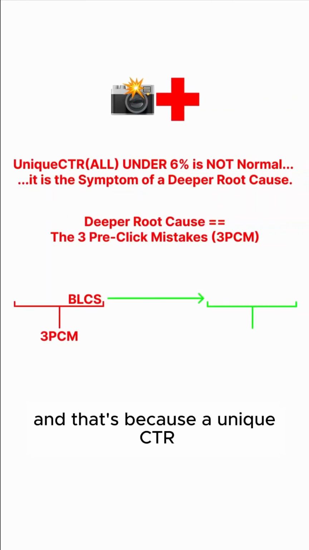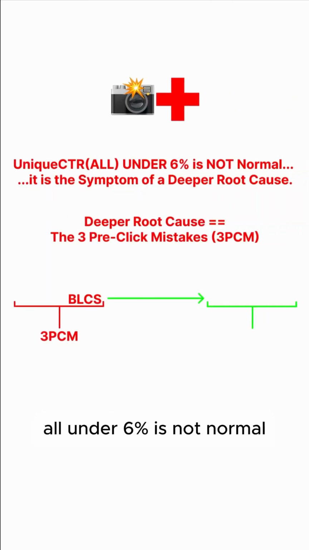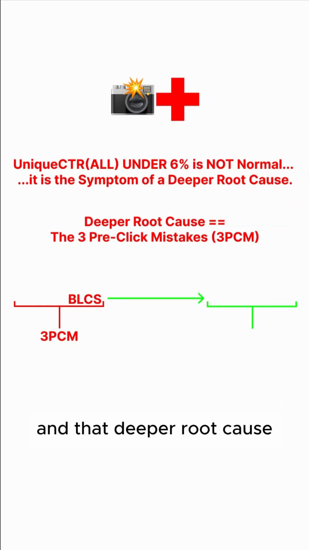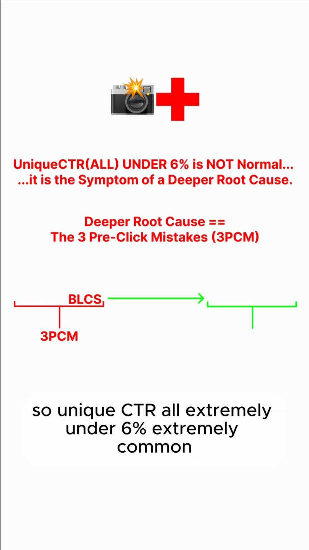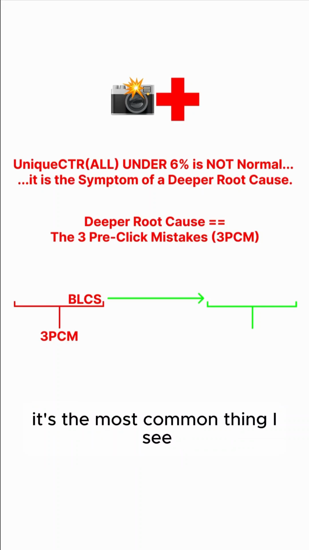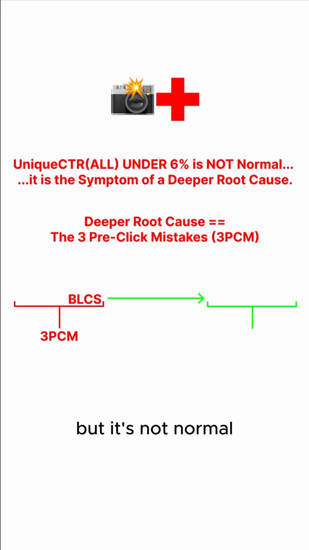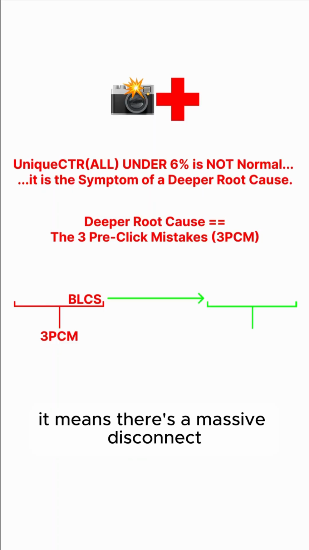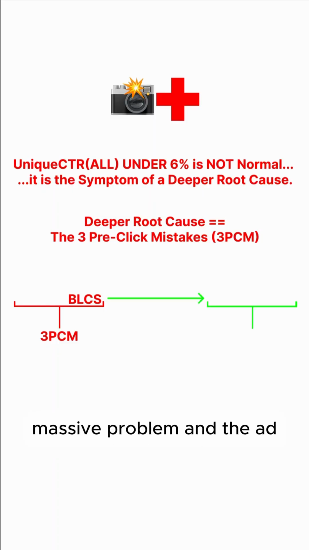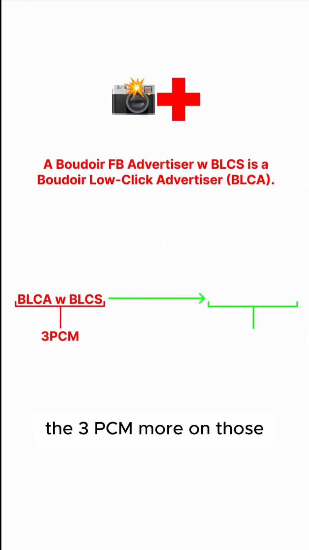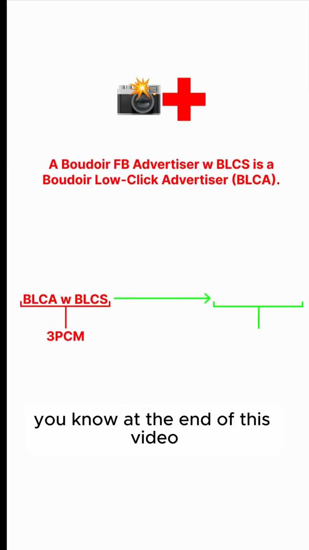And that's because a unique CTR under 6% is not normal. It is a symptom of a deeper root cause. And that deeper root cause are the 3 pre-click mistakes. So unique CTR extremely under 6% is extremely common. It's the most common thing I see with Boudoir Facebook advertisers. But it's not normal. It means there's a massive disconnect, a massive problem in the ad. And the deeper root cause are the 3 pre-click mistakes, the 3 PCM. More on those at the end of this video.